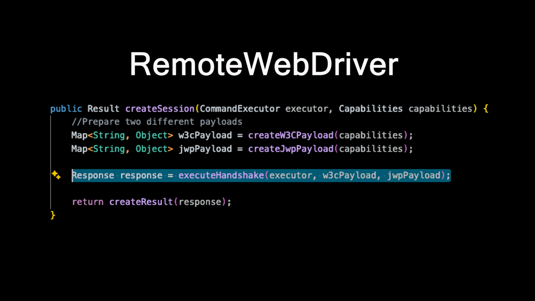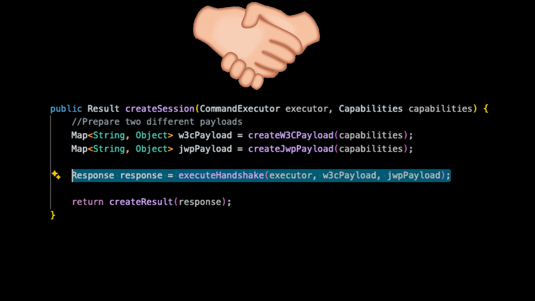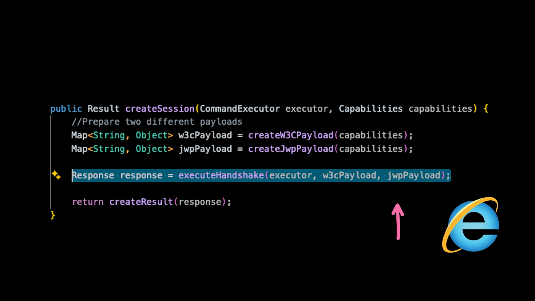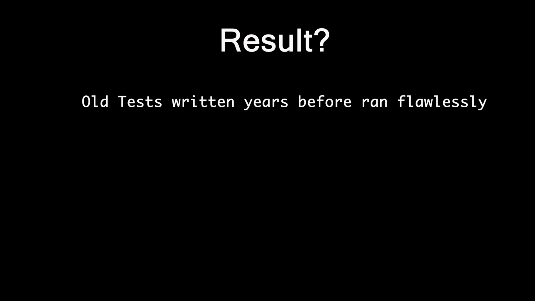The RemoteWebDriver class was re-engineered to act as a hybrid translator. When a session started, it performed handshake negotiations. If it connected to an older browser grid or driver, it fell back to JSON wire protocol payloads over HTTP. If it connected to a newer version, it seamlessly spoke the W3C standard dialect. The result: old tests written years before continued to execute flawlessly without a single code rewrite.